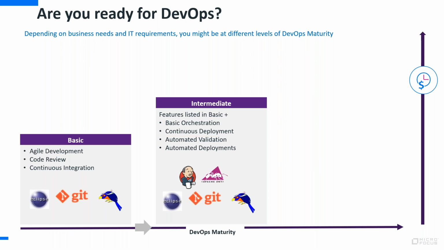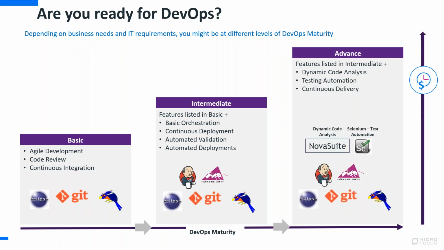So when we go to intermediate, we'll add orchestration, more automated validations, more automated deployments. Gosh, I work with some companies that have their validation processes. It's mind-blowing. Okay, we go into advanced, so dynamic code analysis, continuous delivery, test automation. I'm assuming they're meaning like total test automation, like everything is going to be automated. Otherwise, I would put Selenium down at basic or intermediate levels.